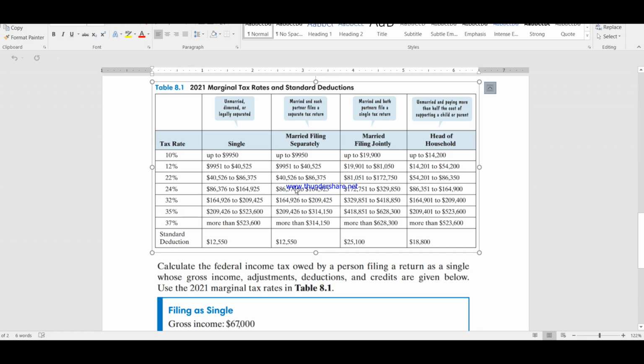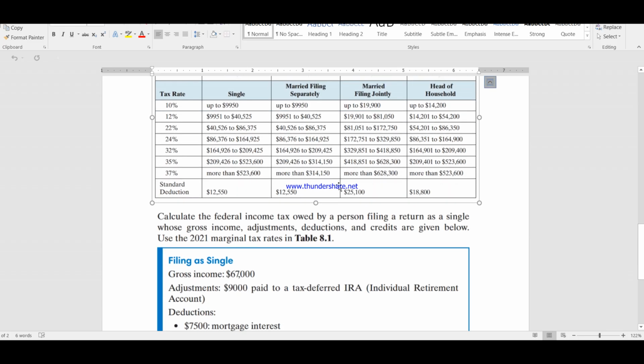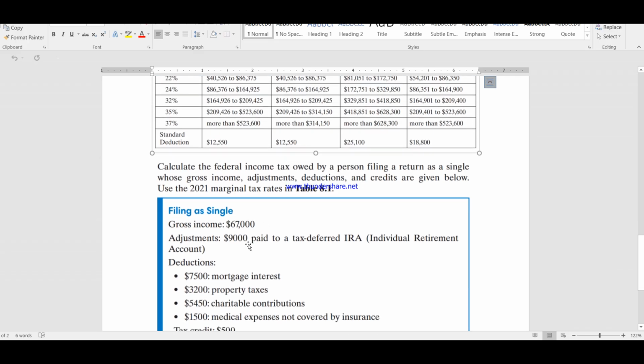So in example number 3, we also have the marginal tax rate and the standard deduction. It's kind of the same picture as the one we had before. Okay, it's the bracket. And over here, we want to calculate the federal income tax owed by the person filing a return as single, who has the gross income, adjustment, deduction and credit given below.